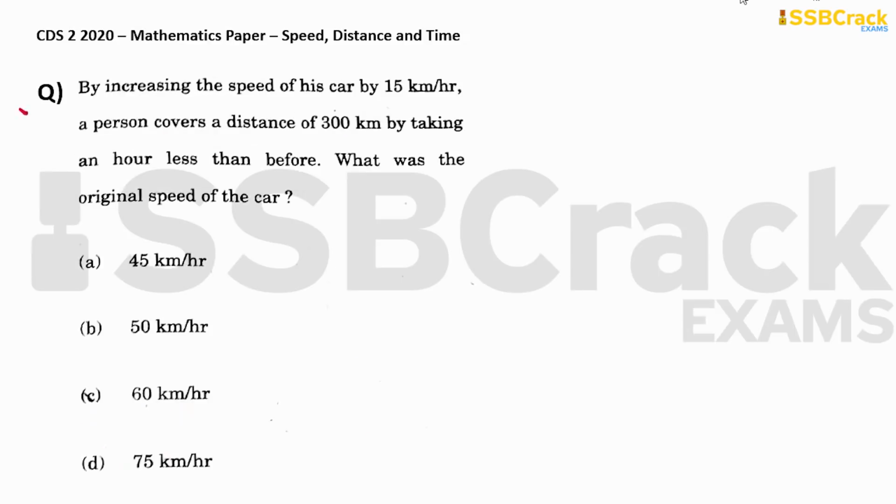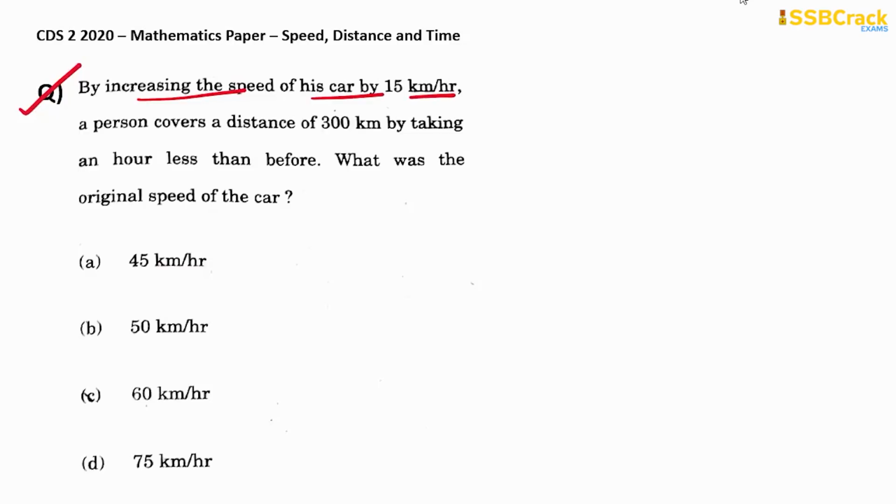Now coming to the next question, it states that by increasing the speed of his car by 15 kilometers per hour, a person covers a distance of 300 kilometers by taking an hour less than before. What was the original speed of the car? The given options are 45 km per hour, 50 km per hour, 60 km per hour or 75 km per hour. Firstly we are required to find the original speed.